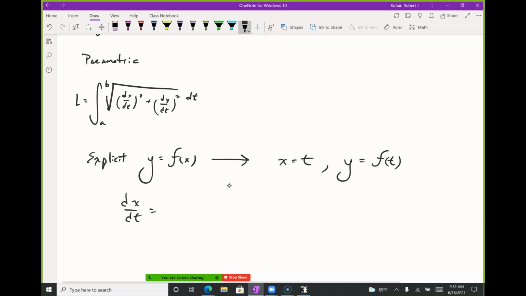So I'm taking a derivative with respect to t, right? There's one. It's 1, exactly. And dx equals dt, right? So if you just look at that, if I have x equals t, then dx equals dt, right? The differential of x is the differential of t.